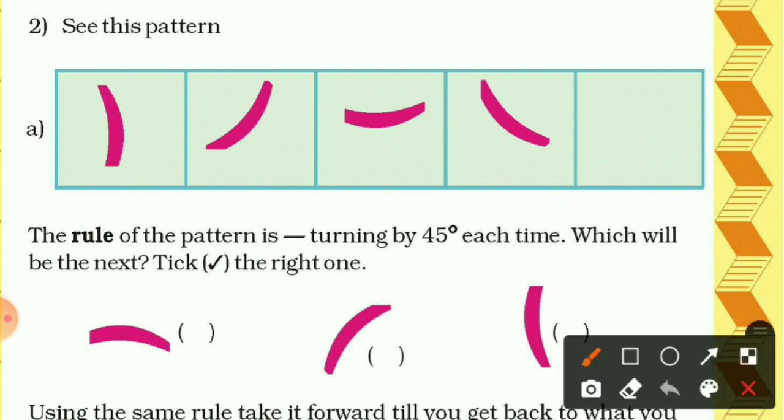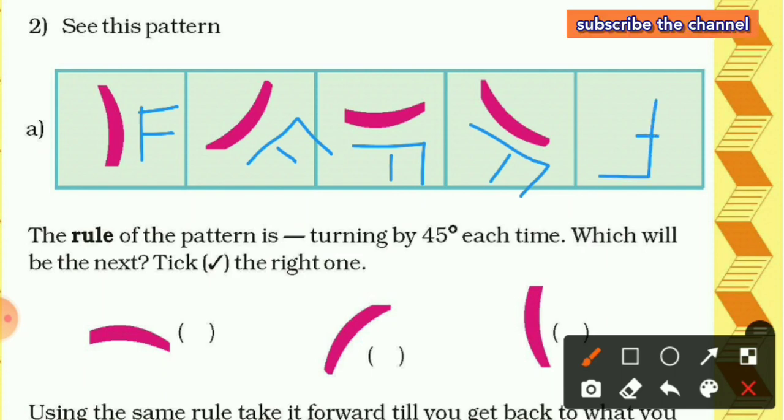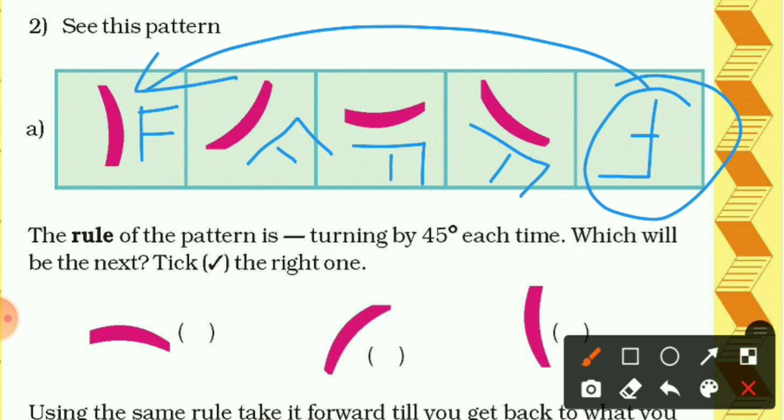There is F, so let me draw F here. Then in the second box it is shown like this. In the third it is facing to the downside, and in the fourth it looks like this. So these are 1/8 turns, meaning 45 degrees. Now in the next picture it will look like this. The last picture is just opposite, a half turn of F, the first picture.